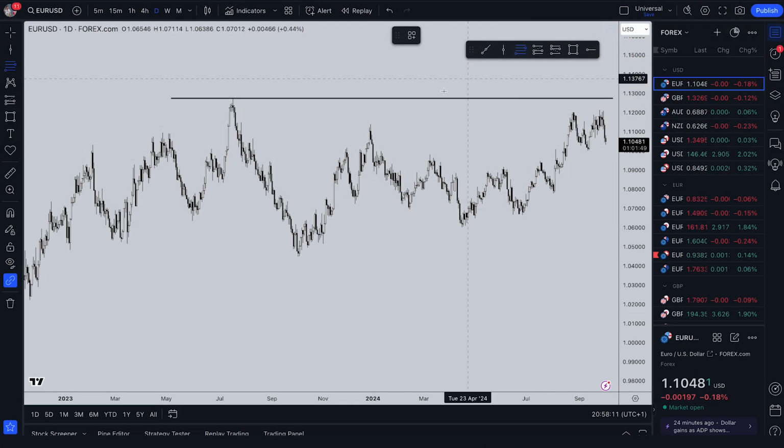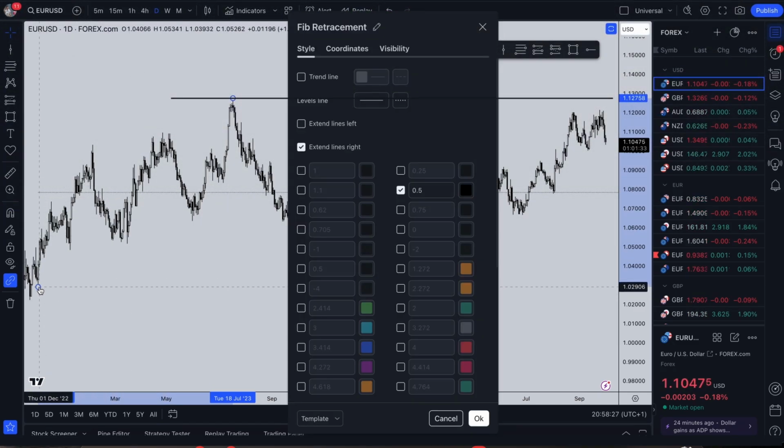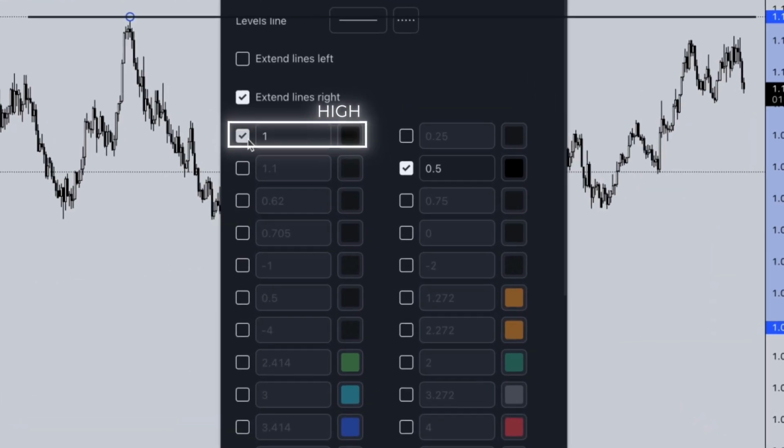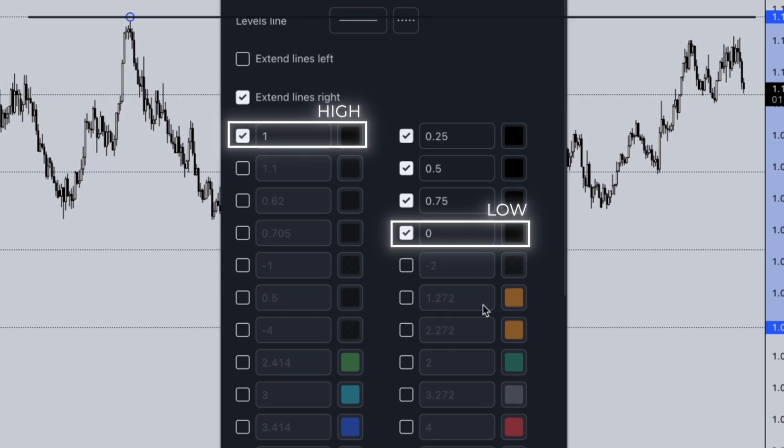Let's dive straight into how we're going to use supply and demand to make money in the market. And this is so simple that you can teach anyone this. I'm going to grab my fib tool, and all I'm going to do is find the high of the range and the low of the range. And what I want to do is mark out the 1 level, so that's the high, the 0 level, which is the low, and then the 0.5, the 0.75 and 0.25.